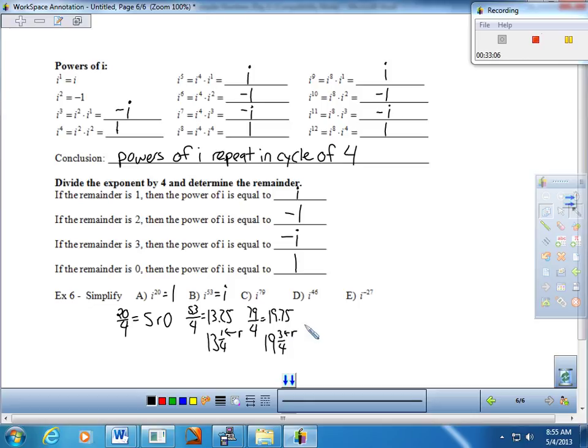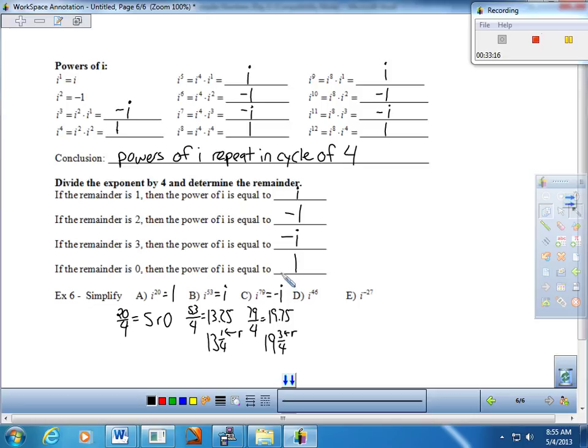So we are 3 down into our new cycle. And if we are 3 down, we're in the third row. And there you go, everyone. So remember, i to the third was -i. So that means the remainder of 3 gives -i.